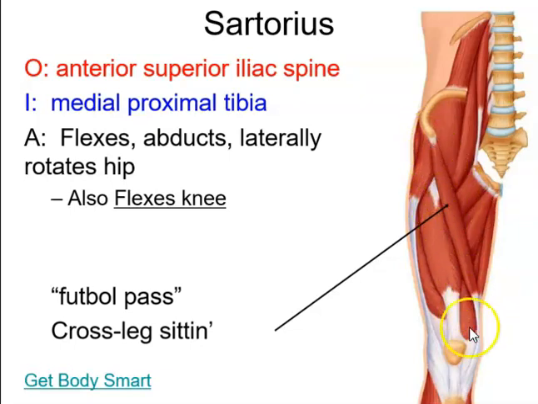The Sartorius muscle has its origin on the anterior superior iliac spine of the ilium, and it will insert into the medial proximal tibia. So we can see that it inserts here on the medial aspect and the proximal aspect of the tibia. The action of the Sartorius muscle is flexion, abduction, and lateral rotation of the hip, and also helps with flexion of the knee. This muscle helps with football passing as well as cross-leg sitting.